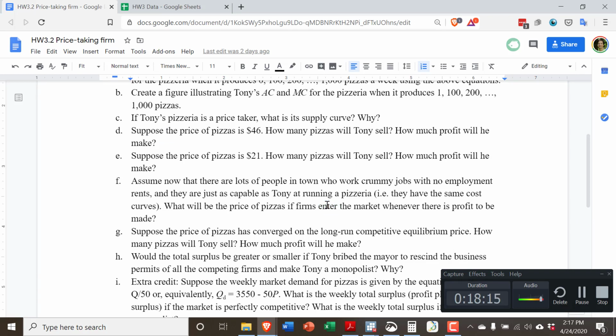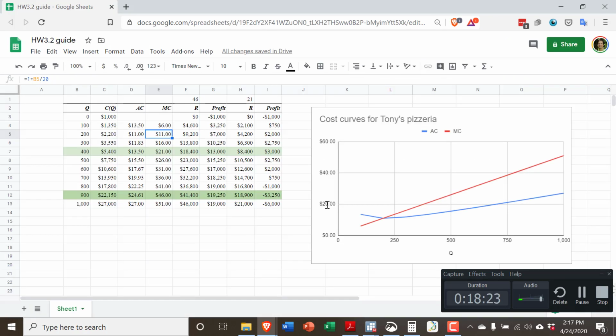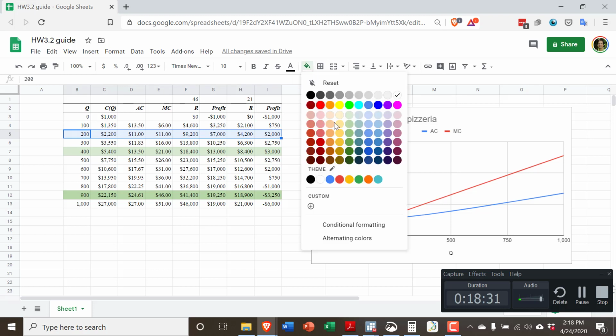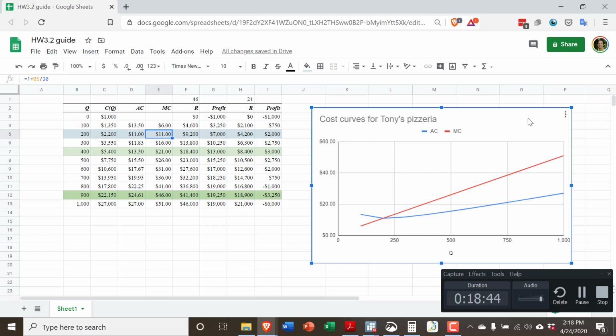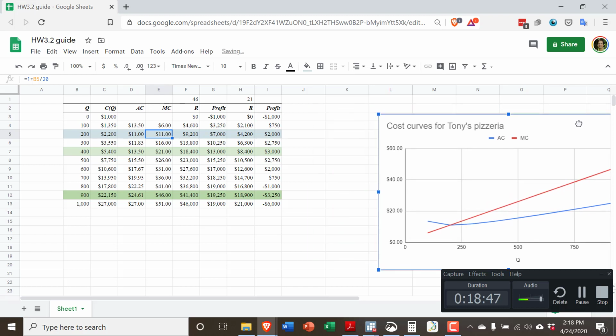Right. Suppose the price of pizzas has converged to the long-run competitive equilibrium price. How many pizzas will Tony sell, and how much profit will he make? Well, if the price is 11 bucks, right, I guess we could highlight yet another row here. I'm running out of green colors. I'll shift over to this one, right? If the price is $11, he's going to provide exactly 200, and if we want to see what his profit's going to be, we should already know his profit's going to be 0, right? Because his average cost is 11 bucks and the price is going to be 11 bucks.